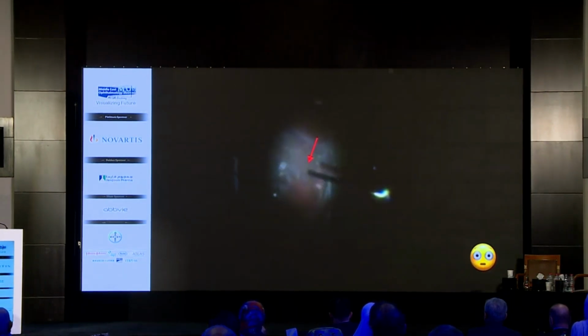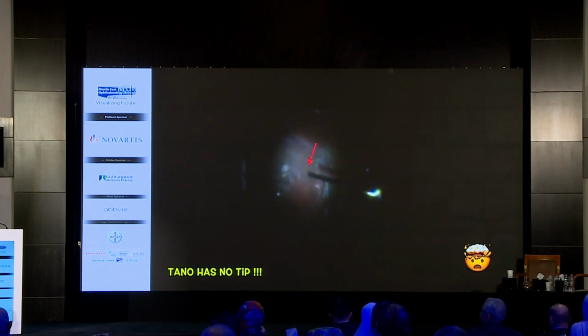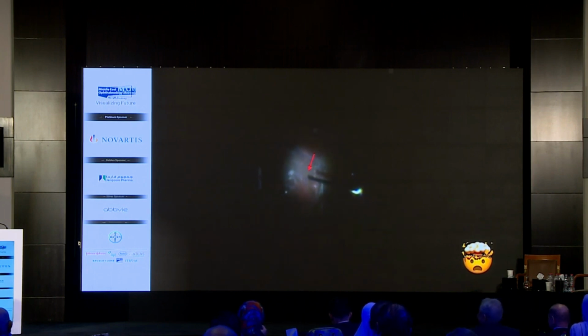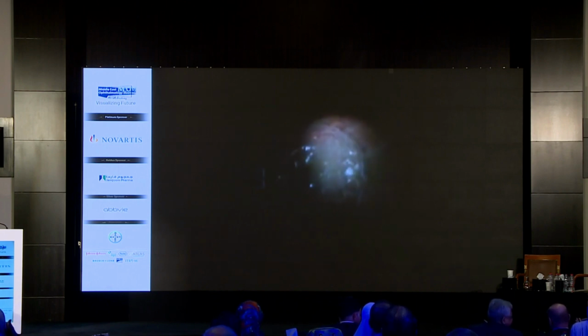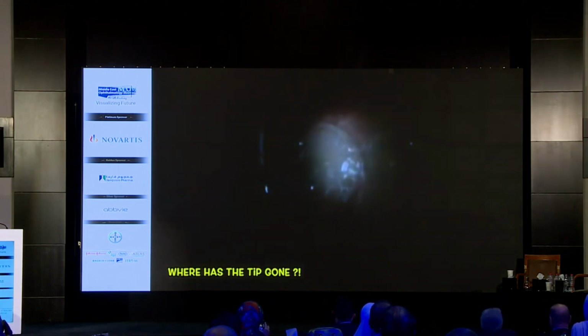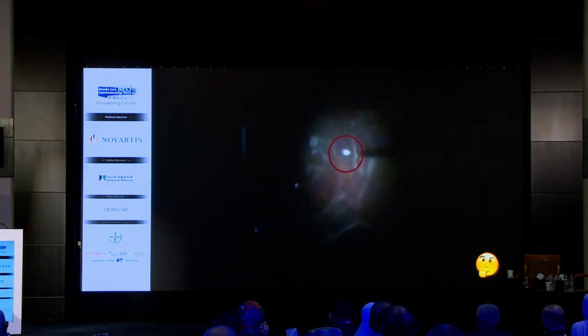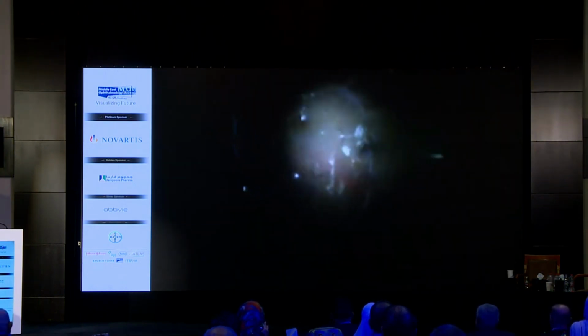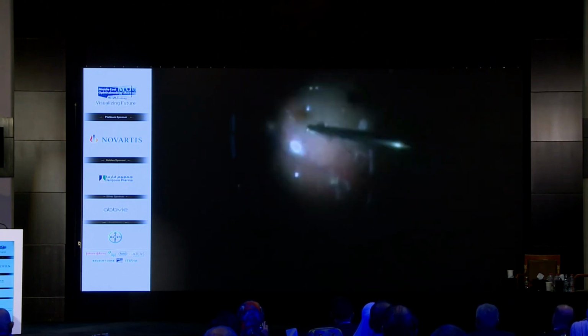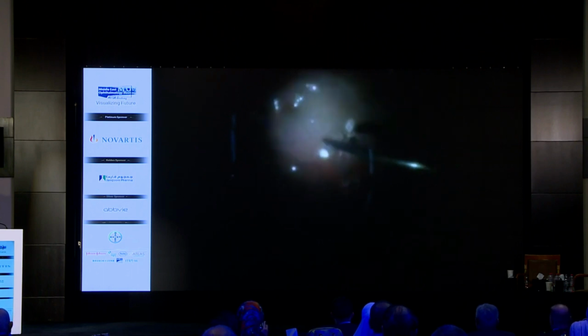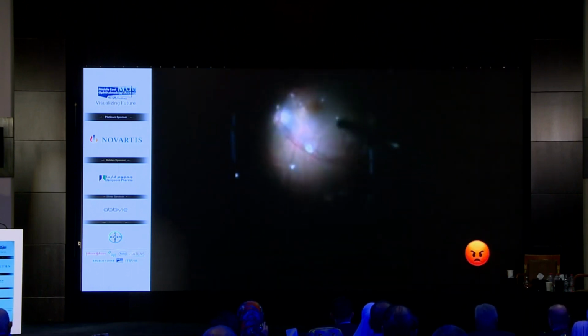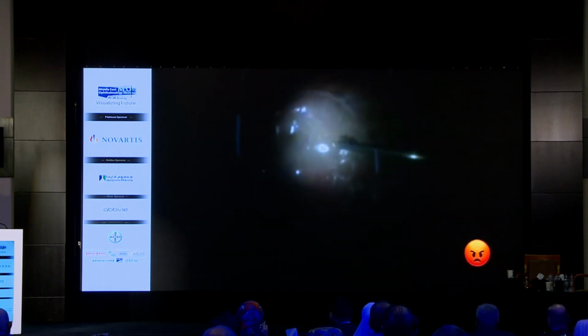I entered. There is the tip. There is no tip. Where's the tip? Tano has no tip. So I started to see what's happening, and now where the tip has gone? Now it has fallen inside the eye while I'm entering. So I started to chase this tip to get it out. So it's a 23 gauge vitrectomy. The tip was 25. I thought I can catch it with the Ocutome.